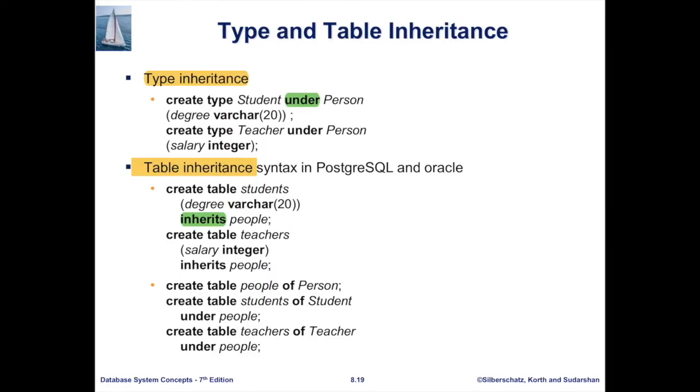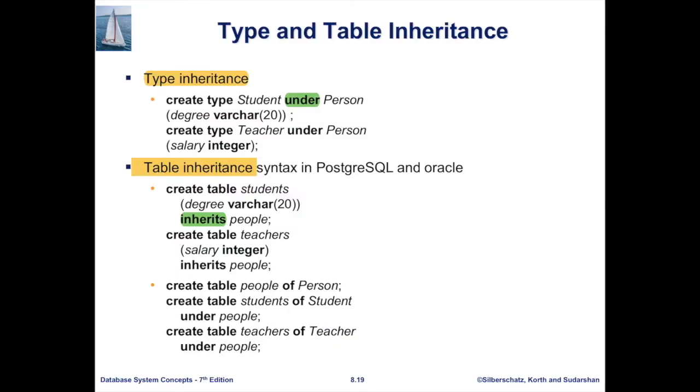Okay, so another interesting feature in OOP is actually inheritance. For object type definition, we can specify that student is under a person. And if that is the case, then all attributes of person are inherited by the student, and then we can just specify the additional attributes that are needed in the student that are not necessarily in the person. So, for example, we have the degree for the student, we have the salary for the teacher.